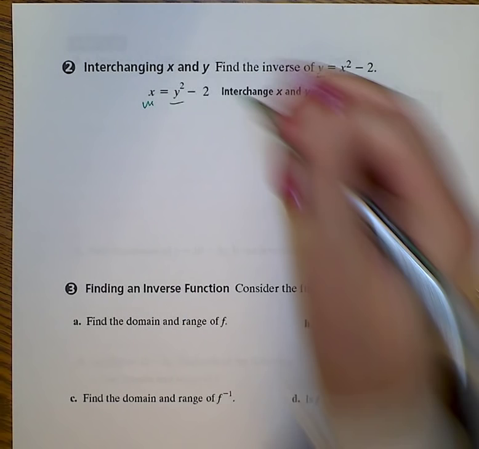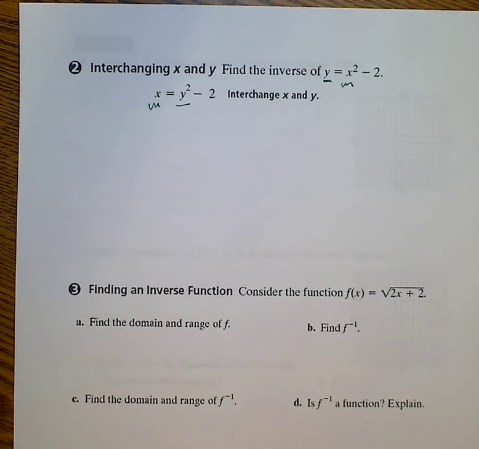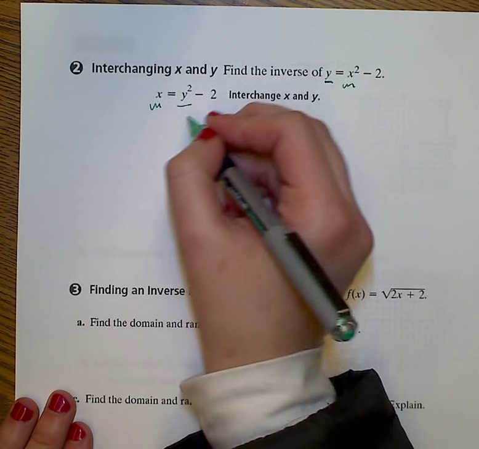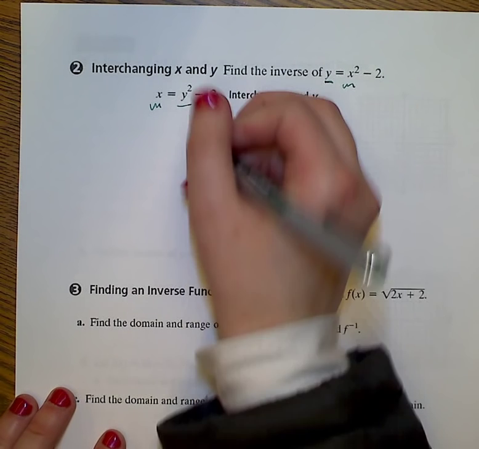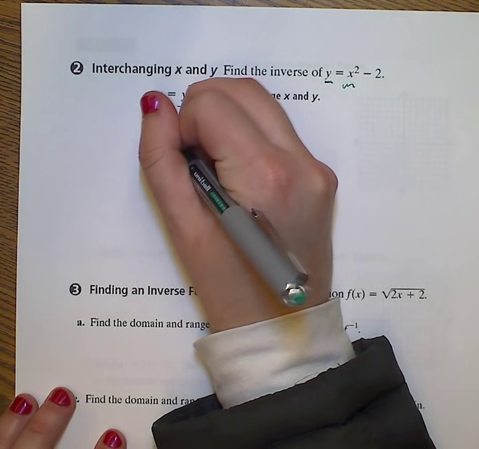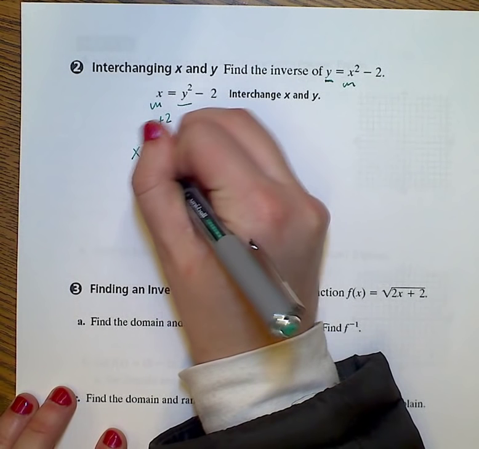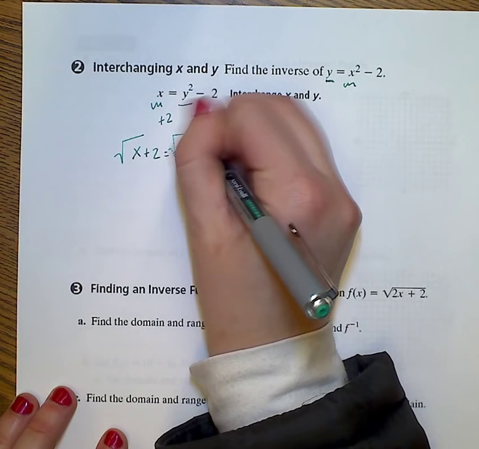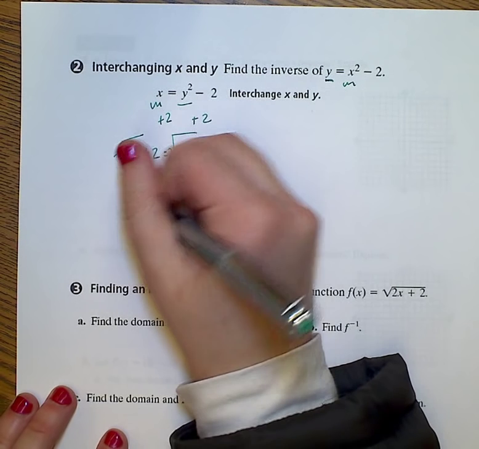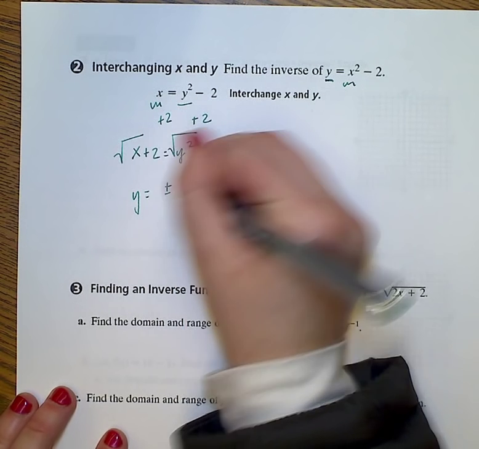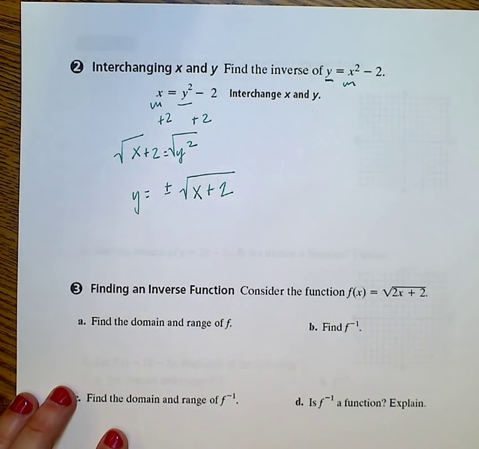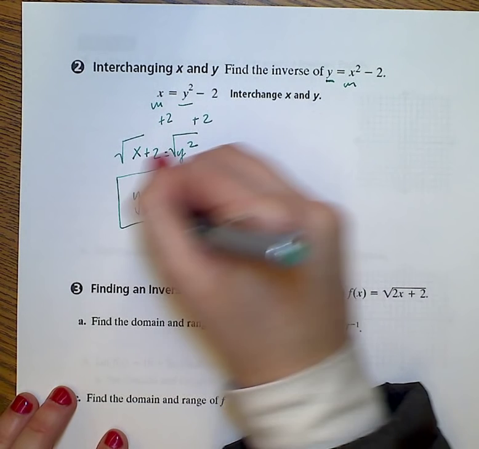But since we want to see what the graphs of these look like, we need to now solve for y. So I need to get y by itself, so I'm going to add 2 to both sides. So I get x plus 2 equals y squared, and I need to square root both sides to get y by itself, which means y equals plus or minus the square root of x plus 2. So this is going to be our new inverse function.